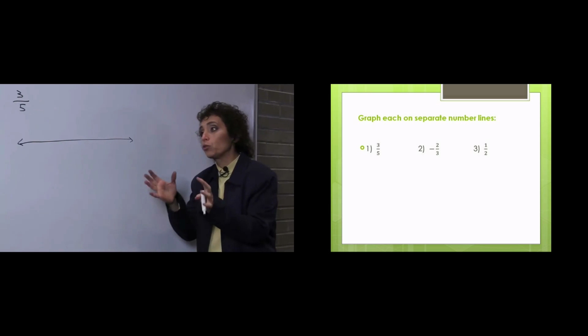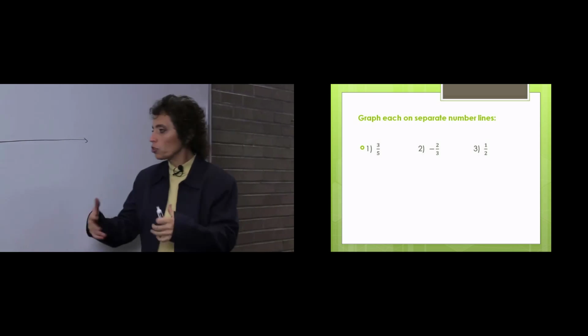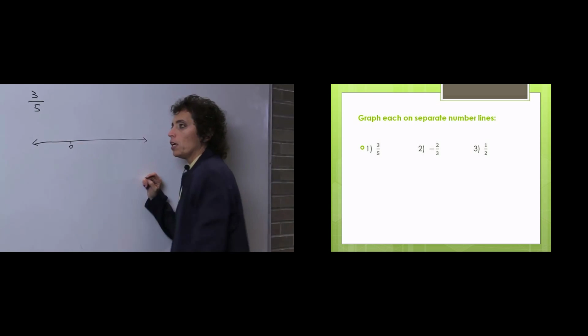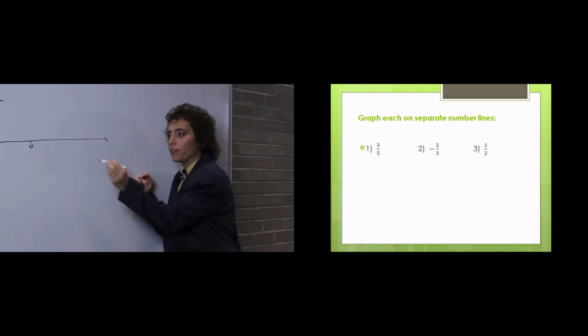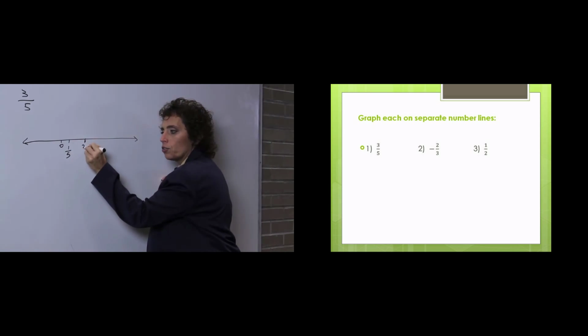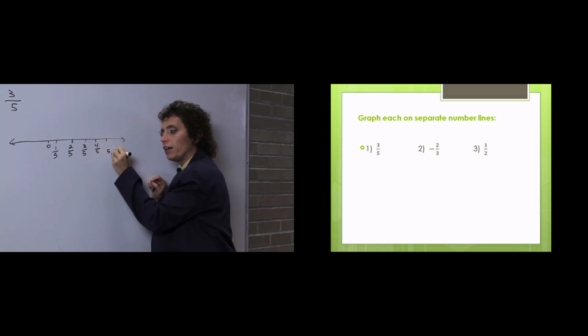So I know rulers don't come in fifths, they usually come in sixteenths, but I just want to explain this. If I'm going to start here at 0, I'm going to break this up into fifths. So I would have 1/5, 2/5, 3/5. I'm going to keep going. 4/5, 5/5, but 5/5 is really 1.